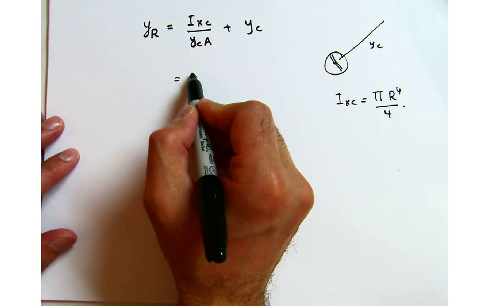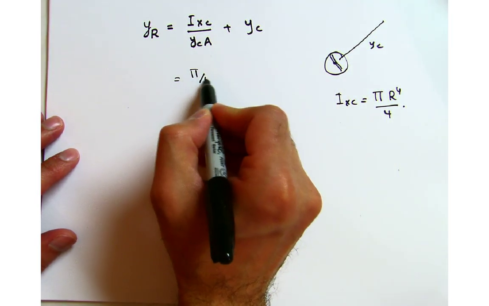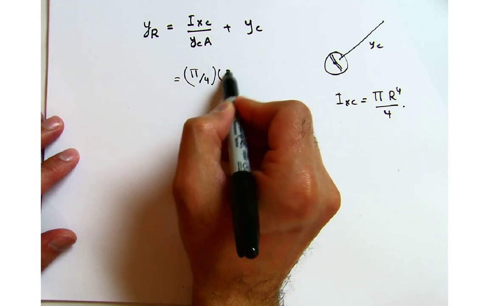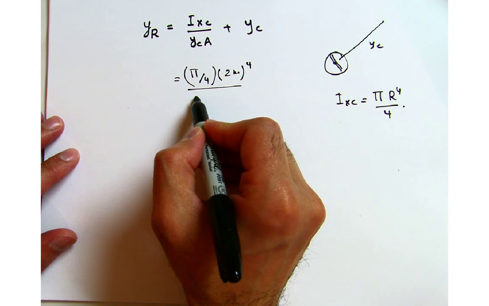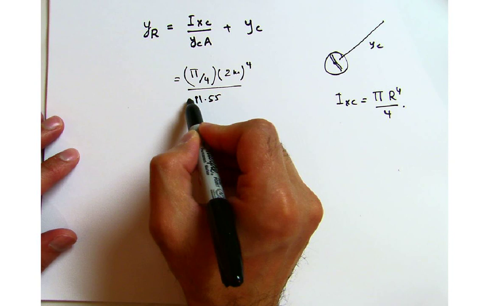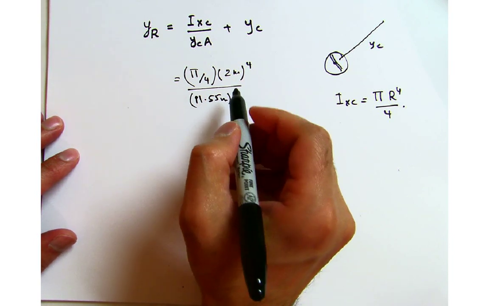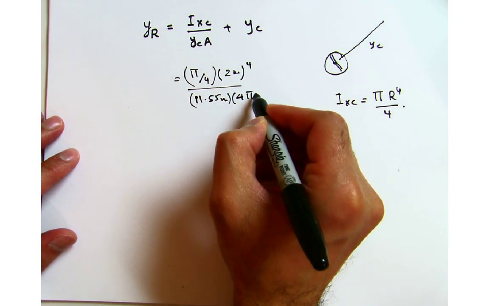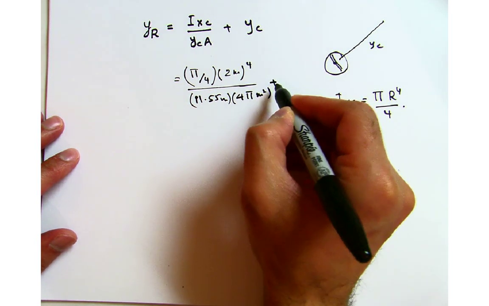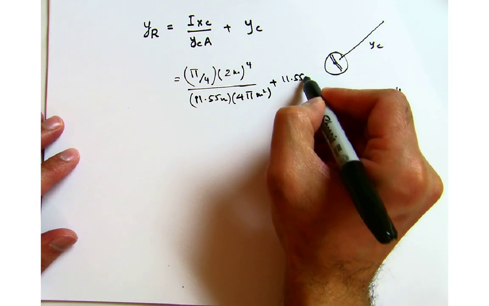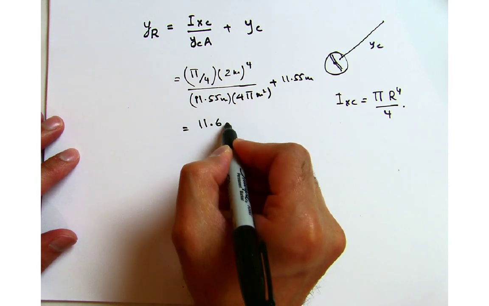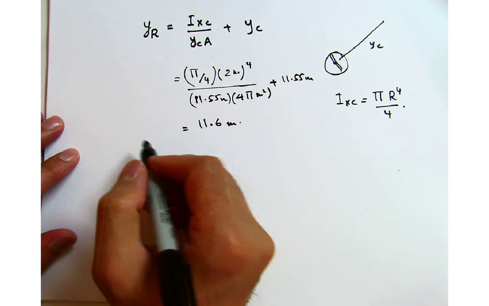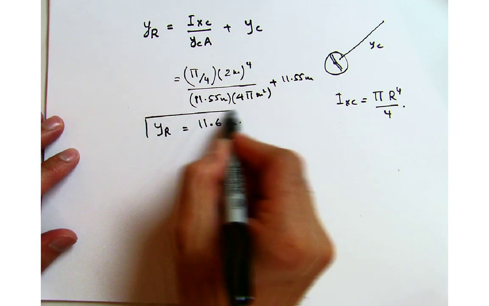So this is basically equals to pi over 4 times 2 meters to the 4 divided by, actually that should be 11.55 meters times 4 pi meters squared, plus yc, which is 11.55 meters. When you add them up, you basically have 11.6 meters. Okay, so you have 11.6 meters, which is y_R.